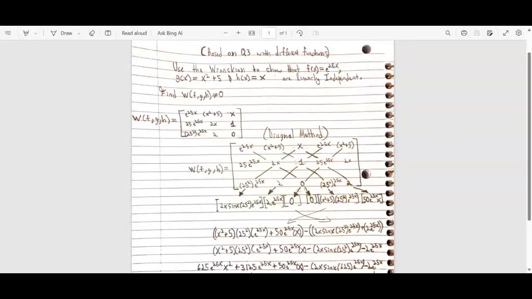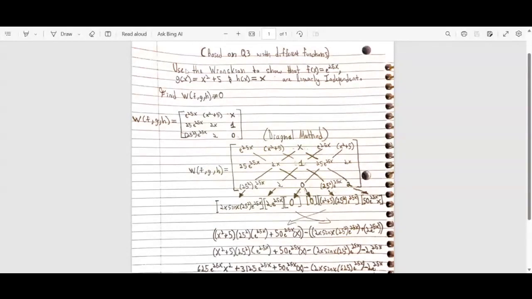This is my version of question 3. The original question for question 3 involves 3 base e functions. However, I chose 1 base e function, and the question is as follows: use the Wronskian to show that f of x, e to the 25x, and g of x, x squared plus 5, and h of x, which is equal to x, are linearly independent. So what we're trying to find is the Wronskian and seeing if it is not equal to 0. Because if it's not equal to 0, like everyone just said, it is independent. If it's equal to 0, it's dependent.